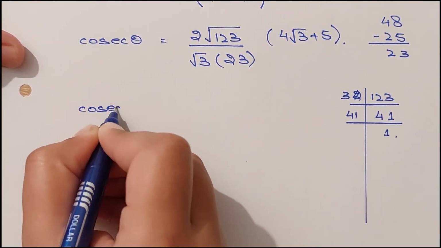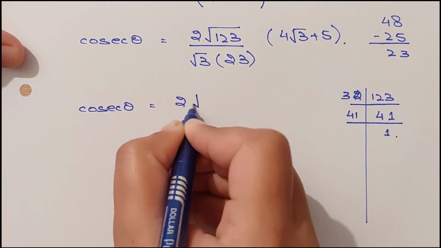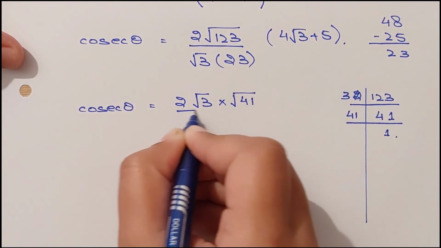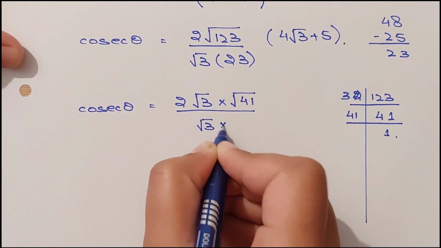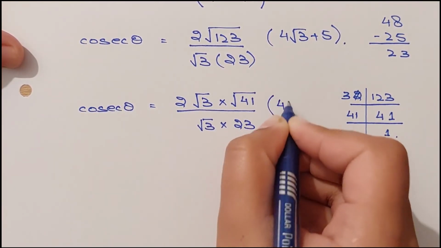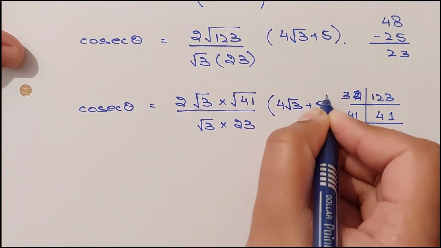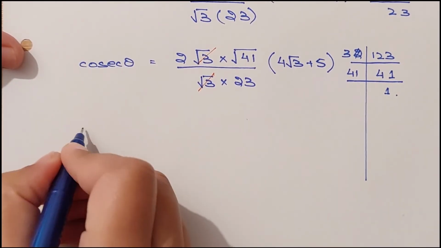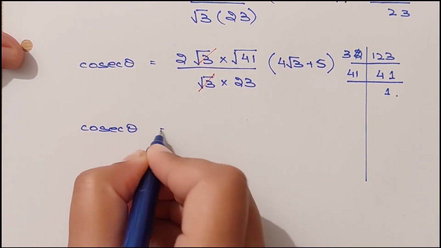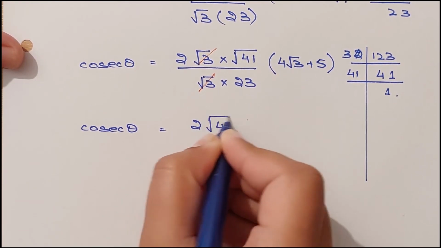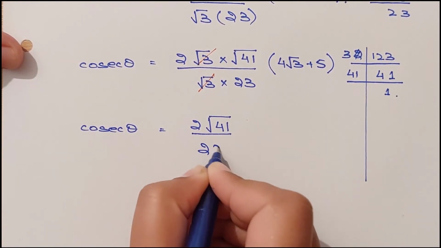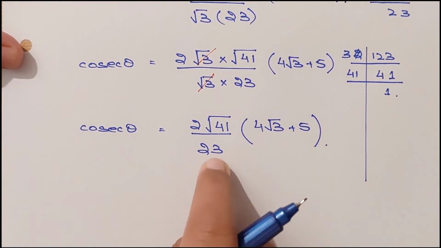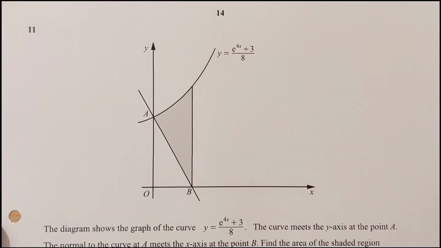So cosecant theta is 2, this is square root of 3, times square root of 41, over square root of 3 times 23, and this expression 4 square root of 3 plus 5. Now we can easily cancel square root of 3 with the square root of 3, right? And we are left with cosecant theta is 2 square root of 41, this is the p value, over the q value which is 23 times 4 square root of 3 plus 5. Right, so p and q are integers, 41 and 23.